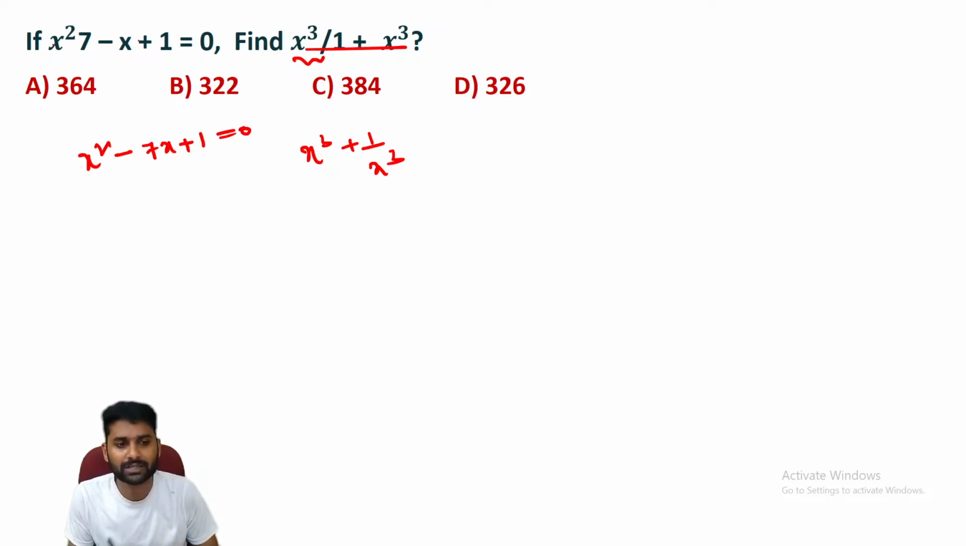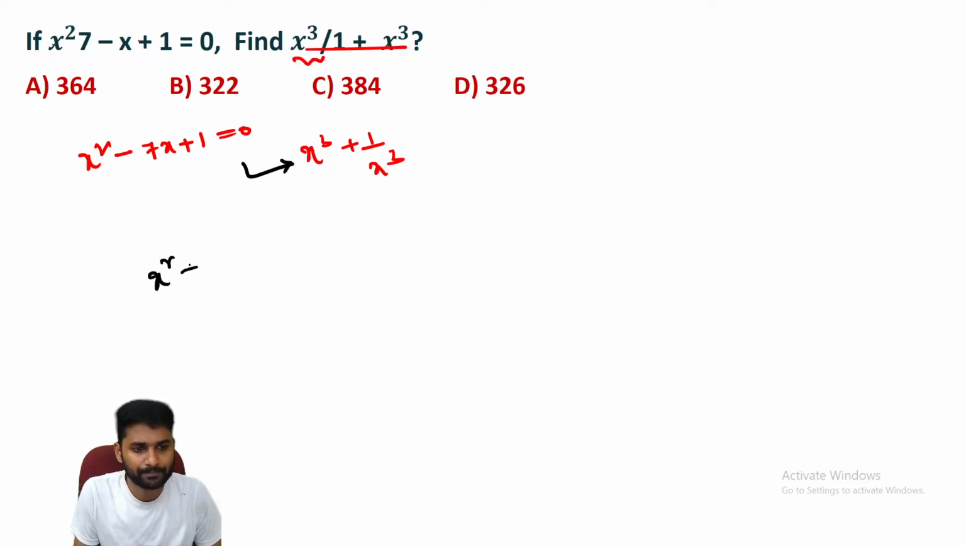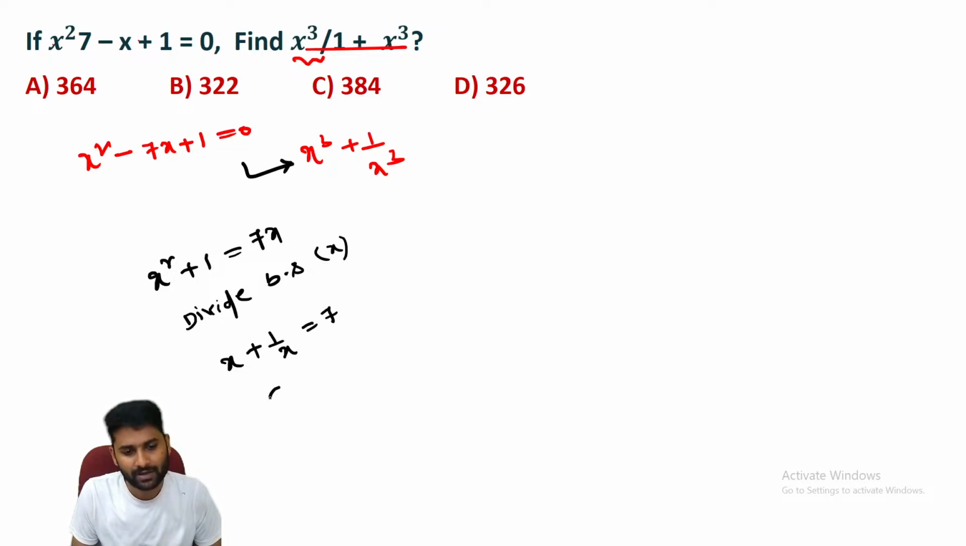Guys, you have to convert that expression into the given form. First of all, x square plus 1 is equal to 7x. Now divide both sides by x. Then you will get x plus 1 by x is equal to 7. Then cubing on both sides, (x plus 1 by x) whole cube is equal to 7 cube.